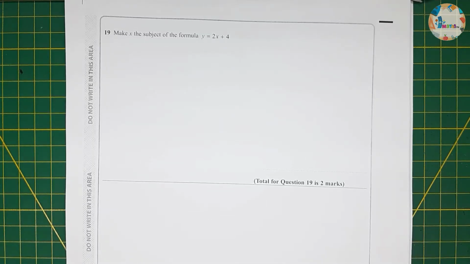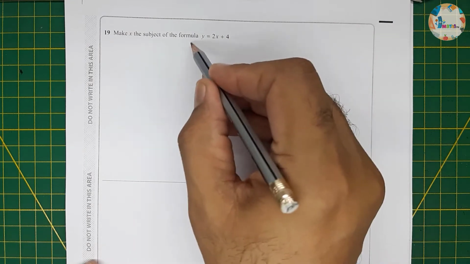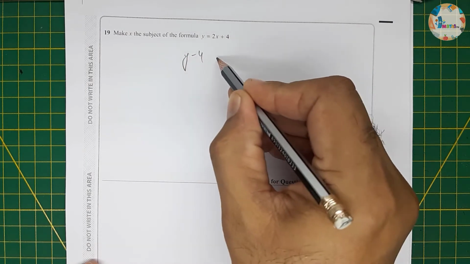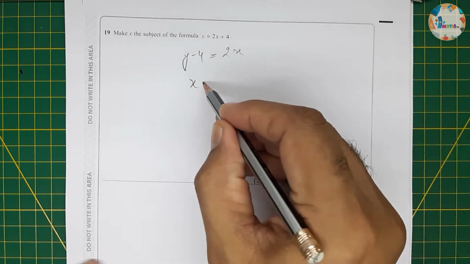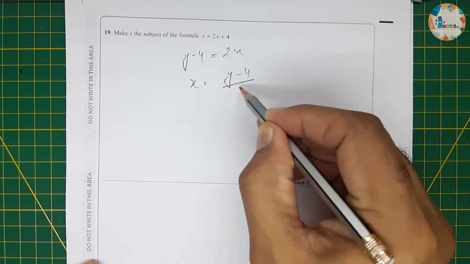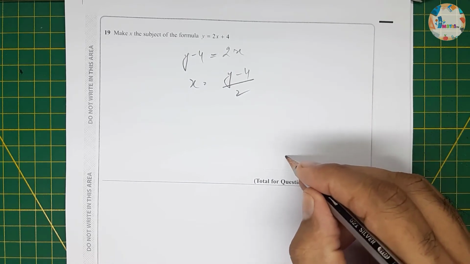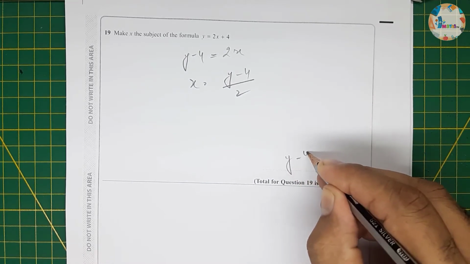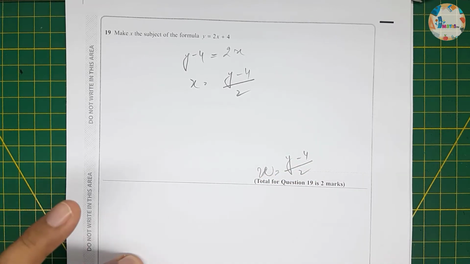Question number 19. Make x the subject of the formula. So x we have to shift to this side, so we can shift 4 to this side. So y minus 4 is equal to 2x, which implies x will be equal to y minus 4 divided by 2. So we can write this answer as y minus 4 divided by 2, and this is equal to x. Hopefully you got this.